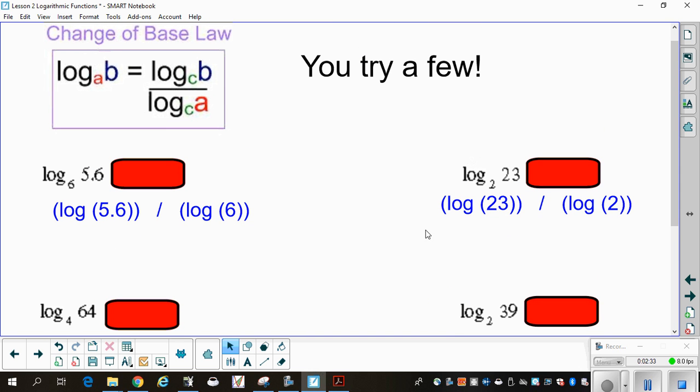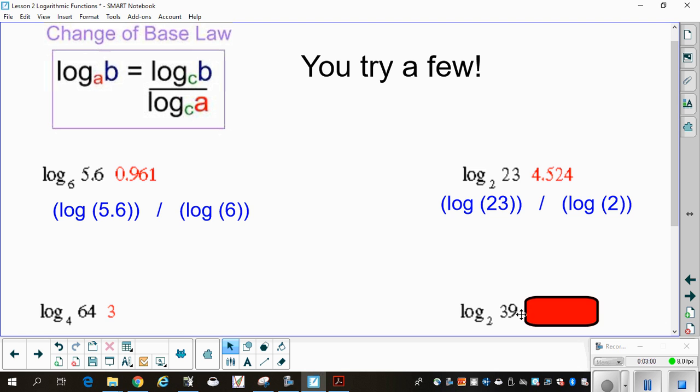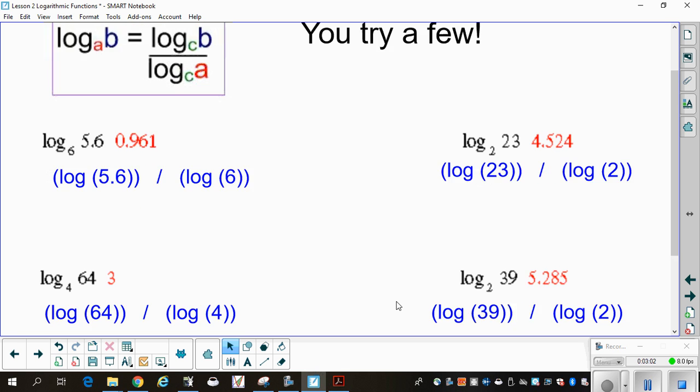I'll show you these 2. Log base 6 of 5.6 is log of 5.6 divided by log of 6. And you get 0.961. Try log base 2 of 23, log base 4 of 64, and log base 2 of 39. Pause the video and try them. Great, you did a good job. You did a great job if you got 4.524, 3, and 5.285.